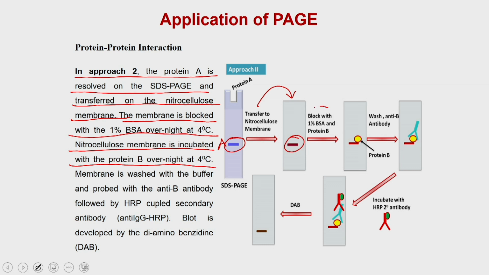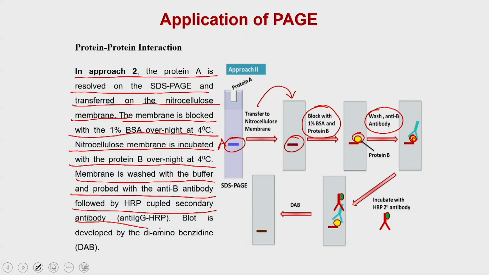So, what you do is you add the BSA as a blocking agent, and in that blocking agent itself you add the protein B. If protein B has an affinity for protein A, protein B will go and bind to protein A. Then you wash, and now you add the anti-B antibodies, which means the antibodies against protein B. The membrane is washed with the buffer and probed with the anti-B antibodies, followed by the HRP coupled secondary antibodies. The blot is developed by DAB.